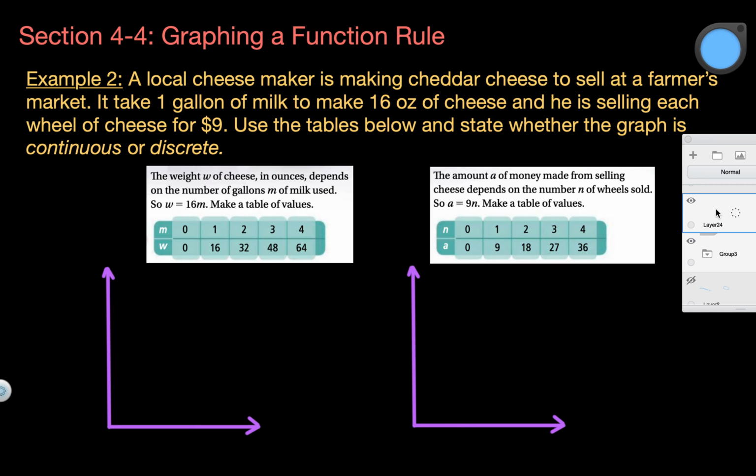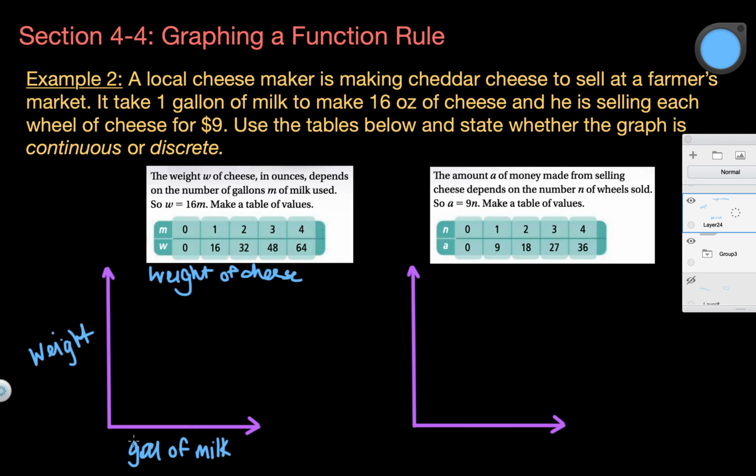Okay, so let's take a look at this first one. So we're going to label our graph. So this is going to be weight of cheese. Our x-axis is going to be our gallons of milk. And our y-axis is going to be the weight. And the weight depends on our gallons of milk.